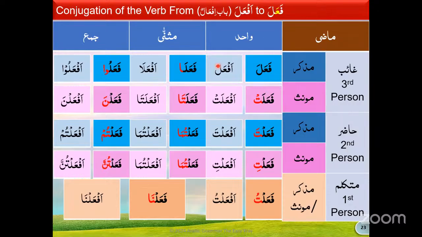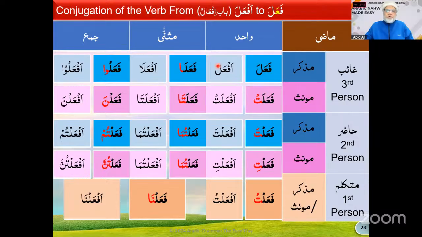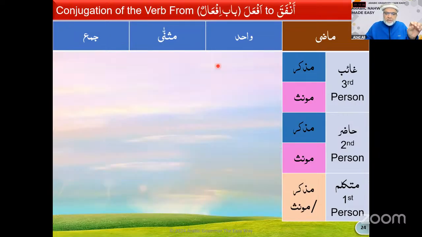What is the meaning of af'al? I know fa'ala, but if I use af'al, what would be the meaning? Don't worry about the meaning of af'ala. Let's do the exercise with me.